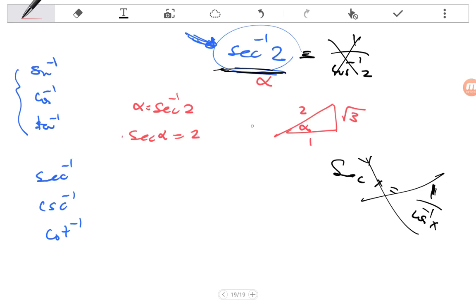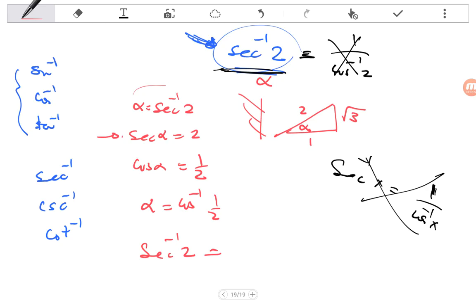Or in another way, without using the triangle, sec alpha is just 2. It means that cosine alpha, which I can manage to find its inverse, will just be equal to half. I just made the reciprocal of both sides. And that means that alpha itself is just the cosine inverse of half. So in this way, what is the sec inverse of 2? It is just cosine inverse of half. Cosine inverse of the reciprocal.